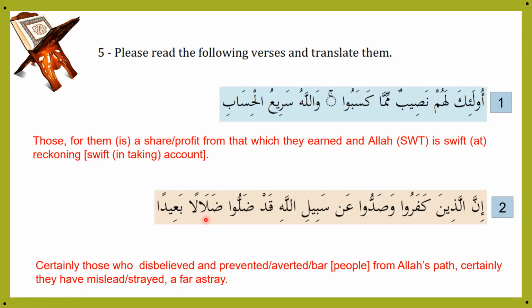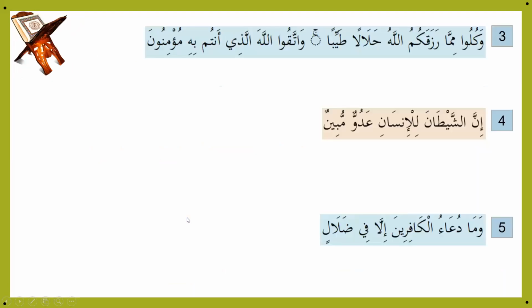So this type, for example dhallu dalalan ba'ida, we say maf'ul mutlaq. It shows which type of astray it is. Can you hear me? My internet connection is unstable. Sometimes, for example in Urdu we say maine khana khaya, kya khana khaya. In the same way in Arabic we describe that he went astray, far astray.